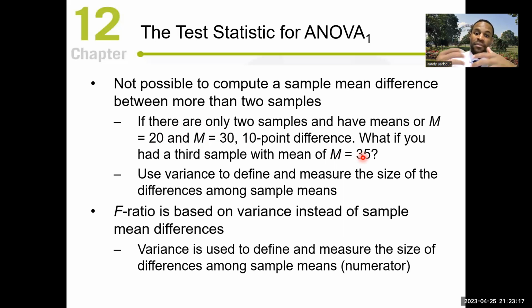So we use the variance to define and measure the size of the differences among those sample means, instead of just using the two means. When we have two means in a t-test, it's very easy because you can look at the point differential. But when you have more than two groups, you have to use the variance, and that's what they call an analysis of variance. So we're analyzing the differences among those sample means to see if there is any difference or not. The F ratio, and we'll talk about its components, is based on variance instead of a sample mean difference, and we have to be mindful of that as we move forward.